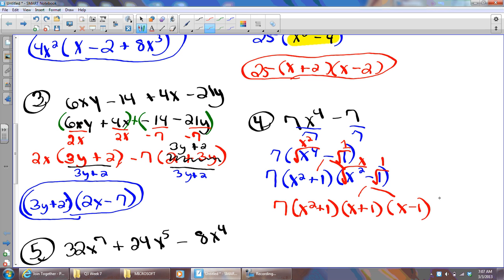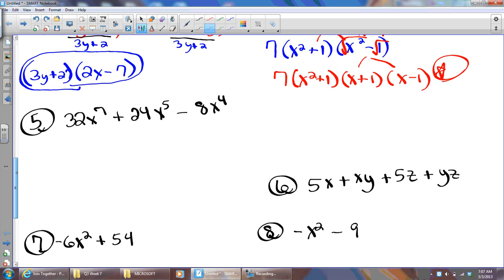By the way, you'll see something like this as a bonus on the test. This shows me that you really are a master of factoring when you see a problem like that, but it'll be done at the bonus level. Okay.